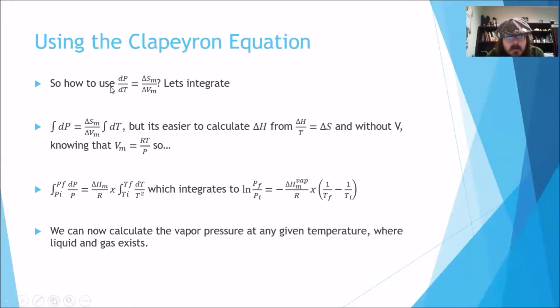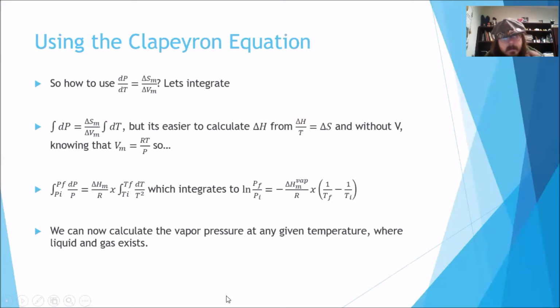So using the Clausius-Clapeyron, if we integrate this, so integrate this as change in P over change in T. We could look at entropy or volume, but it's much easier to calculate entropy as delta H over T is equal to entropy. So we can plug that in. Now, we don't really know V, but it's much easier to exchange V for RT over P, the ideal gas equation. So plugging that in, we are going to get everything to the other side and we integrate this.